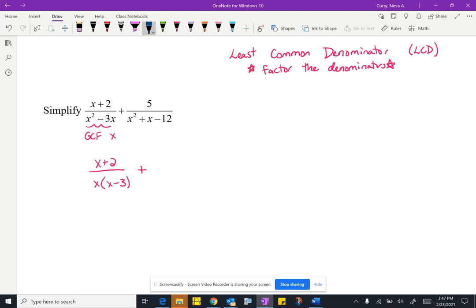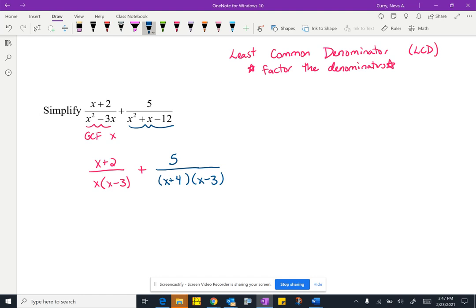Now, for this next one, I might notice it doesn't have a GCF. Not every single term has a factor in common. This, though, does seem to be one of those where we could think, what multiplies to be a negative 12 and adds to be 1? Again, the numerator doesn't change, but the two numbers that multiply to be negative 12 and add to 1 are 4 and negative 3. So I'm going to have (x plus 4) times (x minus 3). You can always expand to check and make sure that you factored it correctly.